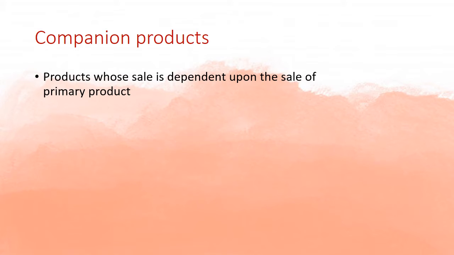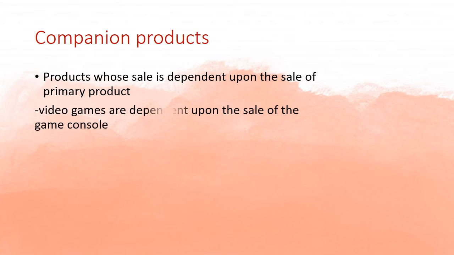Next is companion product. Companion product is a product whose sale is dependent upon the sales of a primary product. For example, video games are dependent upon the sales of the game console.